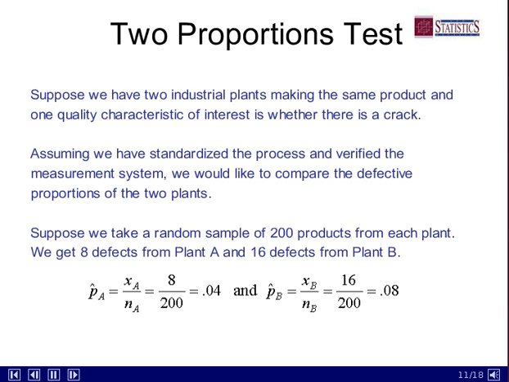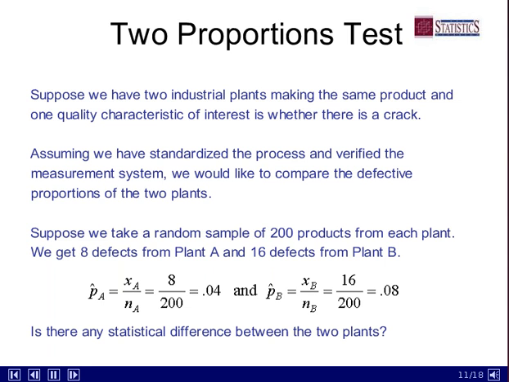So suppose we take a random sample of 200 products from each of the plants. We inspect them, and we get 8 defects, or cracks, from plant A, and we get 16 defects from plant B. So we can make sample proportions very similar to what we did for the 1 proportion. We take the number of defects and divide by the number sampled. So 8 over 200 is 4% defective from A, and 16 out of 200, or 8% defective from B. Notice that B has twice as many defects.